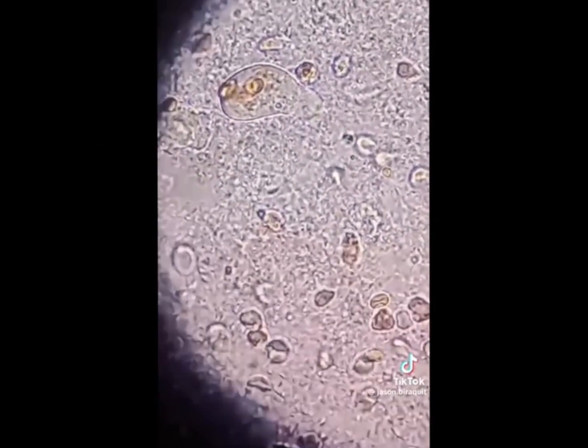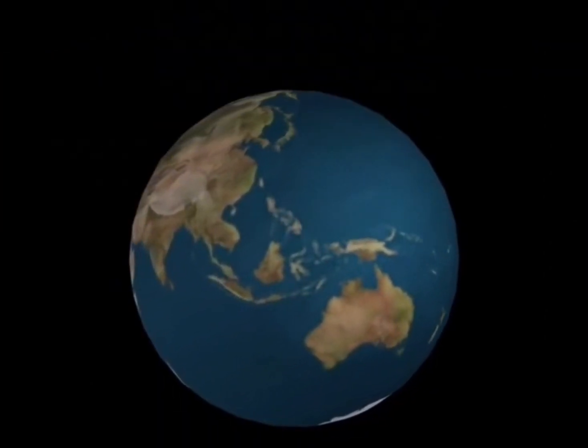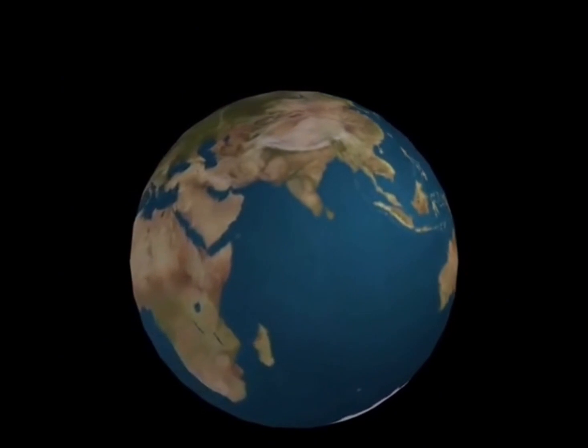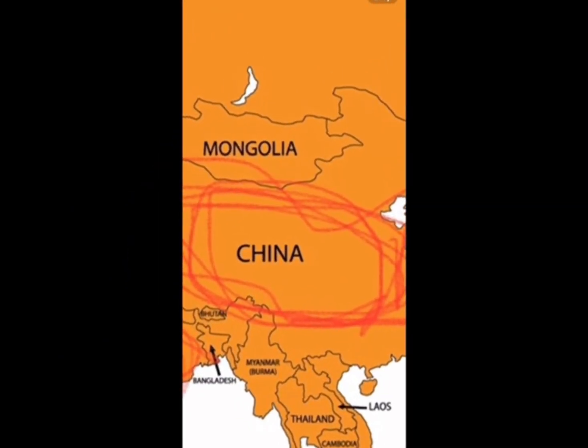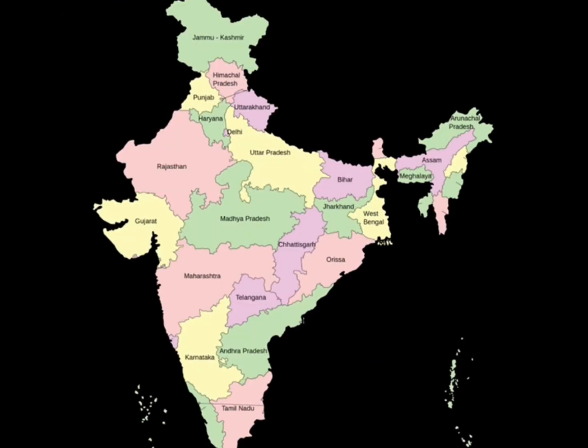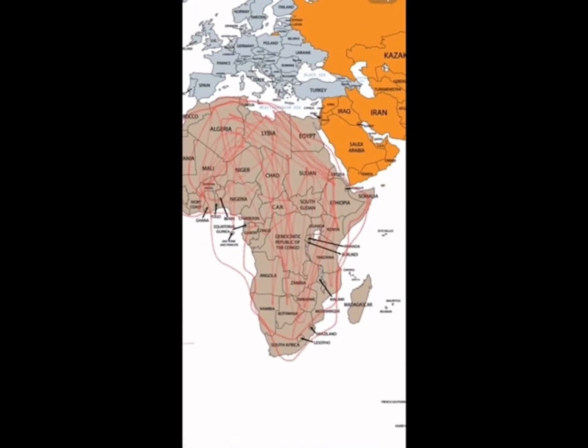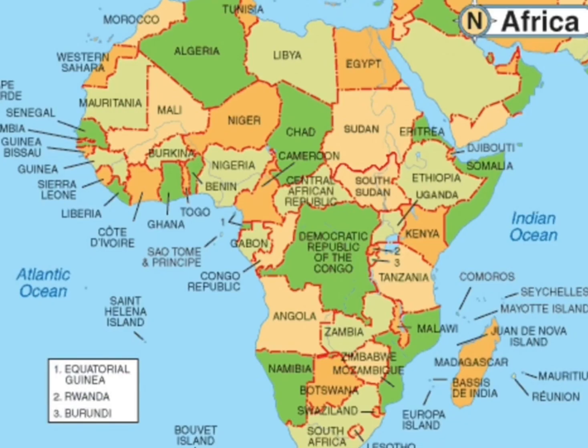Now to move on with their geographical distribution, they are found in all populations throughout the world, but it is most abundantly found in China, India, South America, and Africa, with 2 to 60% prevalence.